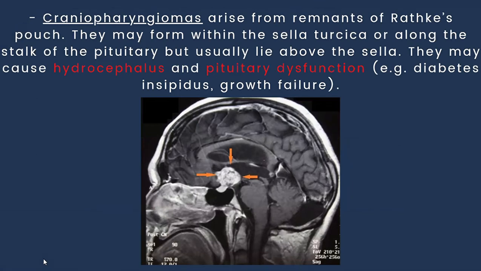So craniopharyngiomas arise from the remnants of the Rathke's pouch. This may form within the sella turcica along the stalk of the pituitary, but usually lies above the sella. They may cause hydrocephalus and pituitary dysfunction. So like this example, diabetes insipidus and growth failure.